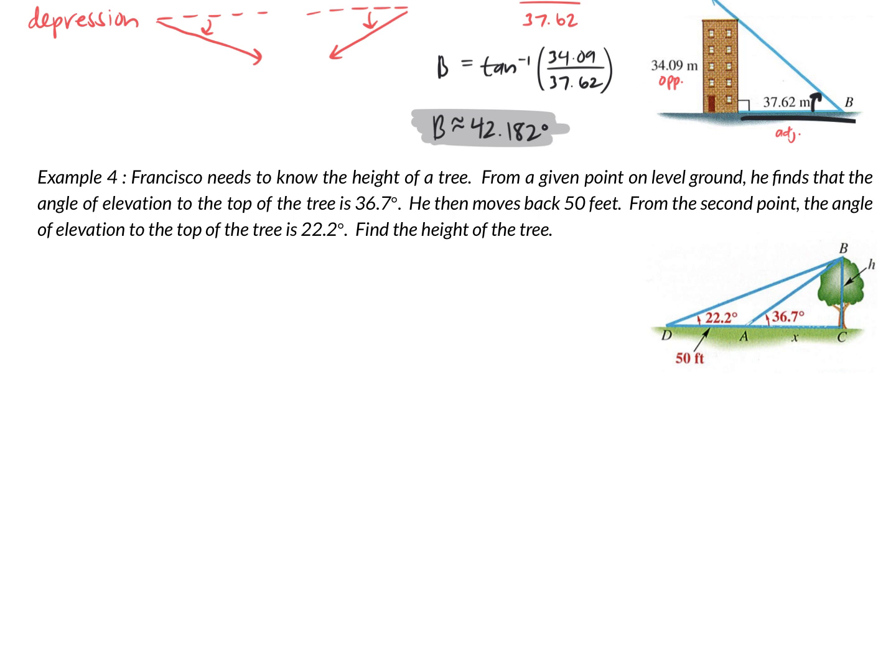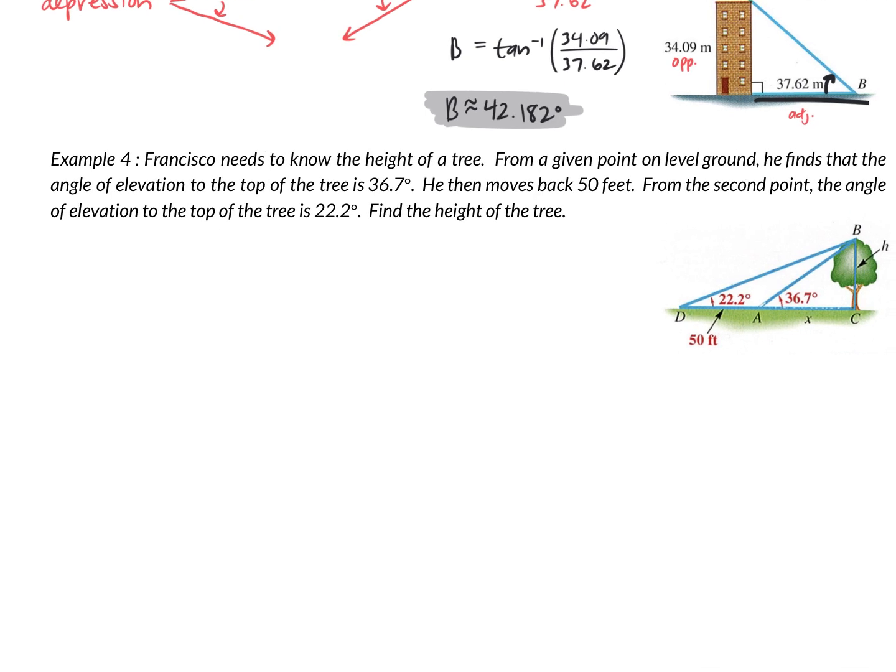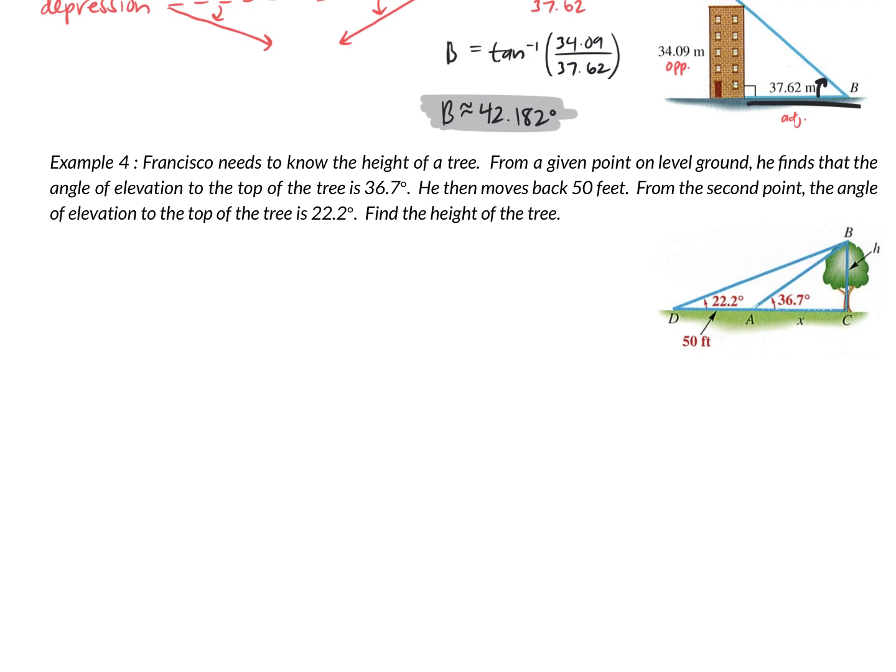If you're on paper, there's probably not a ton of space to do this problem. But if you're on your iPad, you'll want to make sure you're zooming in, because this one does take a little bit of space, okay? So the picture is drawn for us already. It says Francisco needs to know the height of the tree. From a given point on the ground, he finds that the angle of elevation to the top of the tree is 36.7. So that's this first little triangle here. And then it says he moves back 50 feet. From that second point, there's an angle of elevation, and that is 22.2. So find the height of the tree.